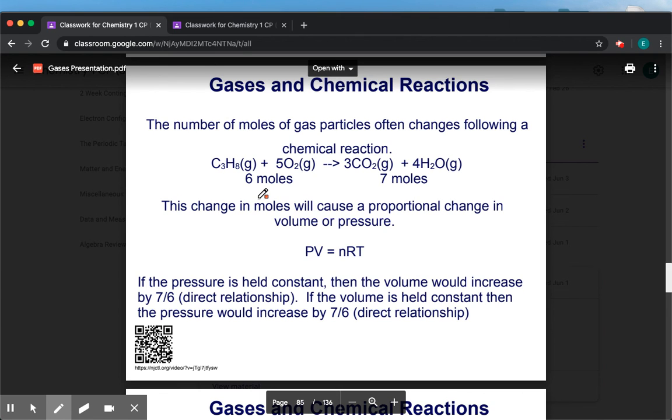When I first studied chemistry, what always confused me is stuff like this. How can you have more moles on the right than you do on the left? I thought things were conserved. This doesn't break conservation.